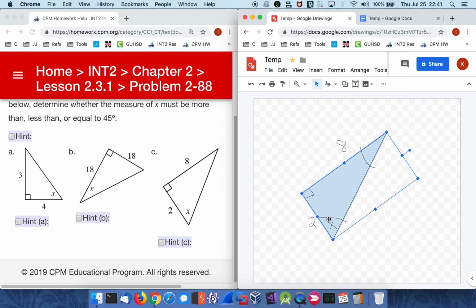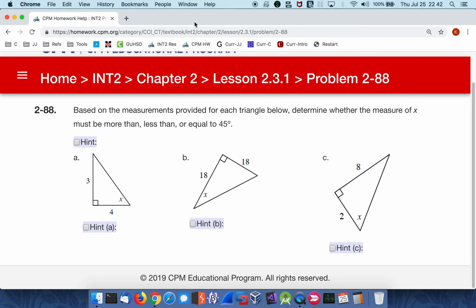Okay? So for A, it was less than 45. For B, it was exactly 45. And for C, greater than 45. Cool? Cool. Alright, and that's it for tonight.